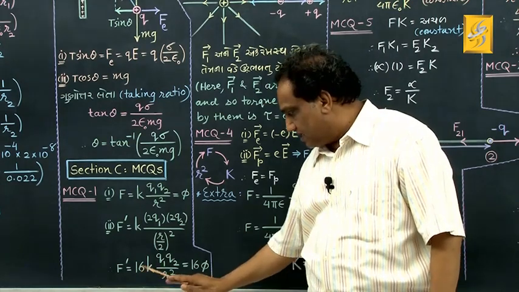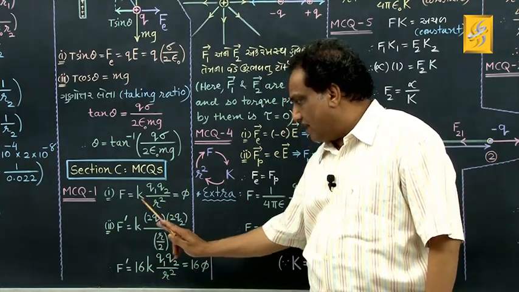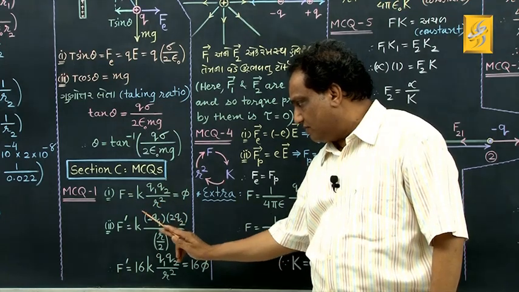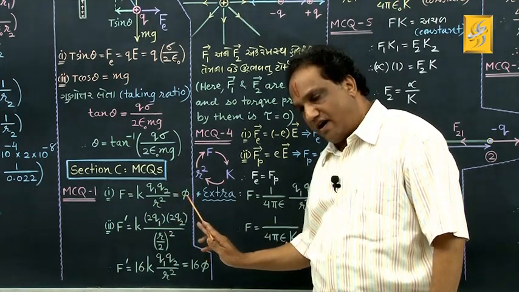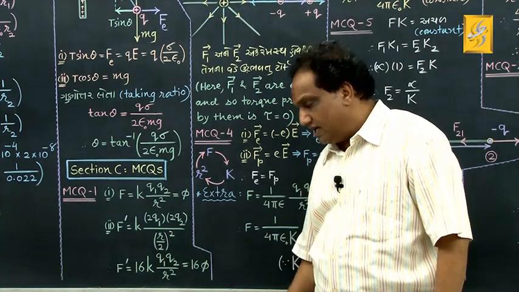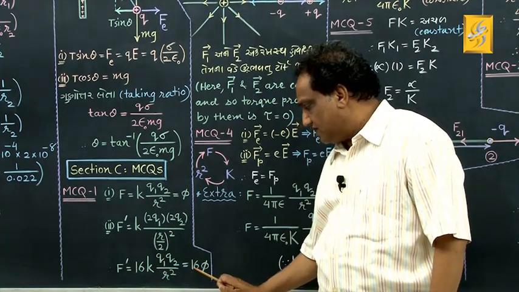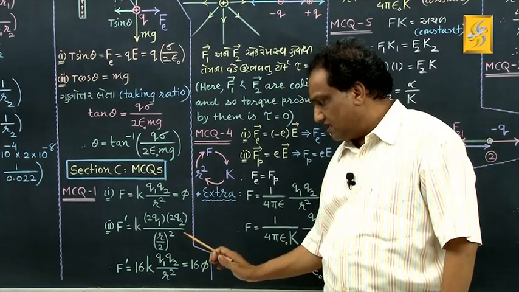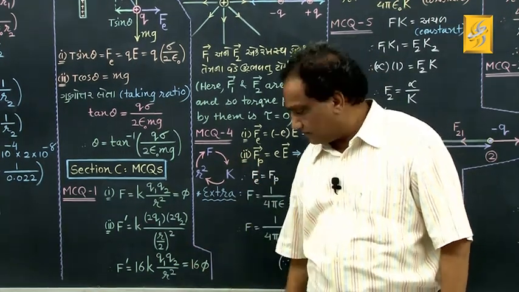Correct? Now, this 16 is as it is. But what about K Q1 Q2 upon R square? In place of this part, you can write phi. So, when you write phi in place of this part, the final answer is 16 into phi. This is the new Coulombian force.